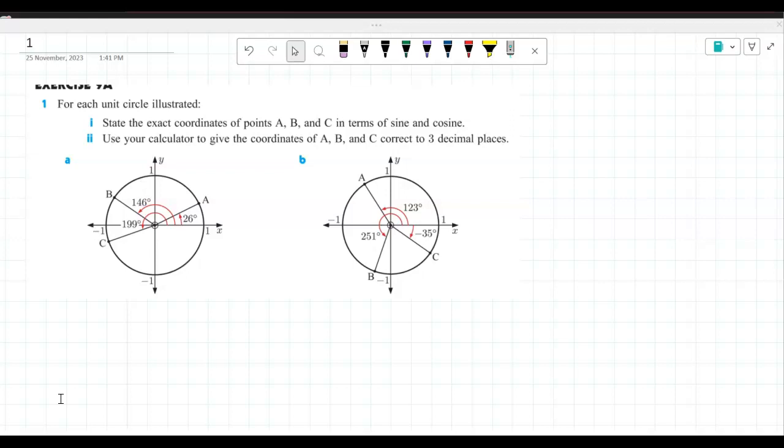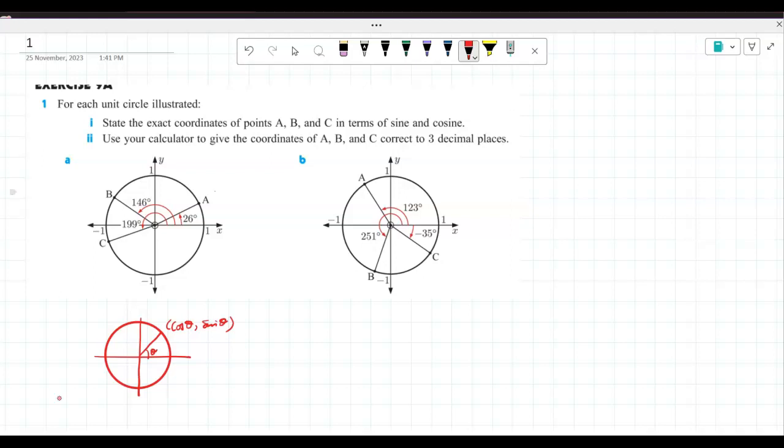Now, whenever you have a unit circle, it is used for finding trig ratios. If this is theta, your x coordinate will be cos theta and your y coordinate will be sin theta. So the coordinates give you the cos theta and the sin theta respectively. So when they ask you this question, state the exact coordinates of A, B, C.